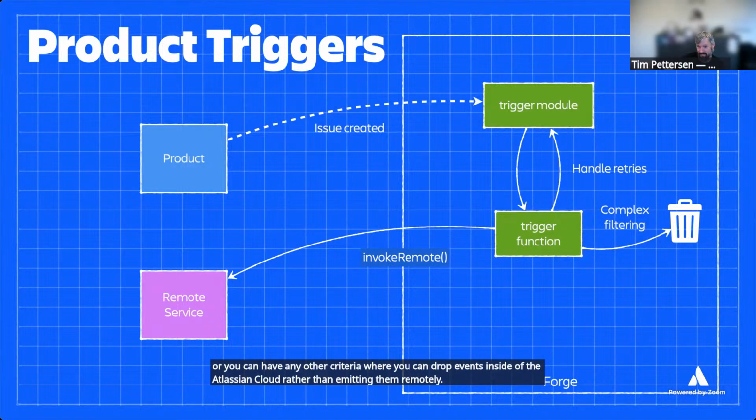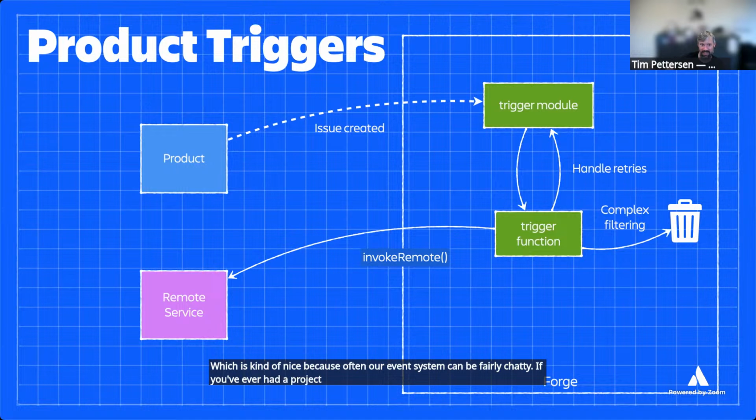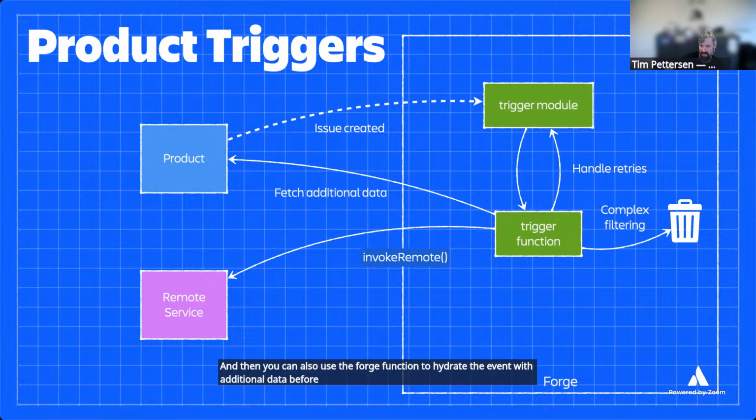Which is kind of nice because often our event system can be fairly chatty. If you've ever had a project deleted event or a bulk edit, you'll know that you get quite a large number of notifications when that occurs. And then you can also use the Forge function to hydrate the event with additional data before making a request out to your remote service.